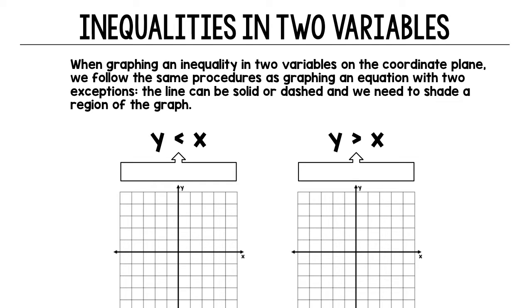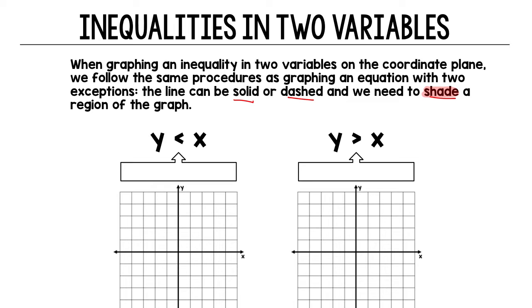Today we're going to talk about inequalities in two variables, graphing an inequality that involves two variables on a coordinate grid instead of a number line. Let's get into it. When graphing an inequality in two variables on the coordinate plane, we follow the same procedure as graphing an equation with two exceptions. The line can be solid or dashed, and we need to shade a region of the graph. The shaded portion is what everybody forgets to do. Don't be that guy.